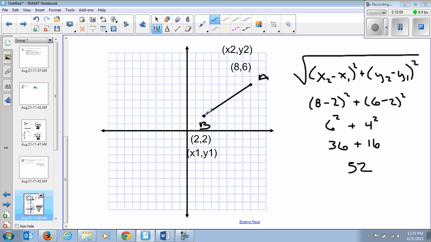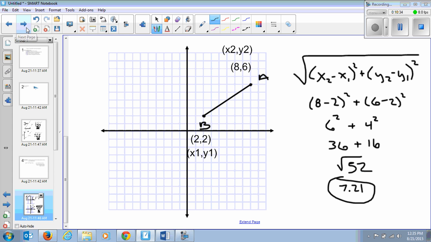Do you really think this is going to be 52 units long if that's 2 units and that's 8 units and 6 units? No, that's not 52 units long. So we must square root this. I put that into my calculator, and the distance ends up being 7.21 rounded to the nearest hundredth. That's my answer. That's the length of segment AB.